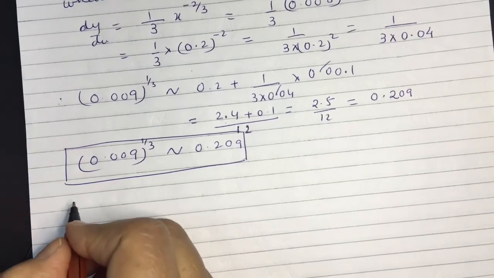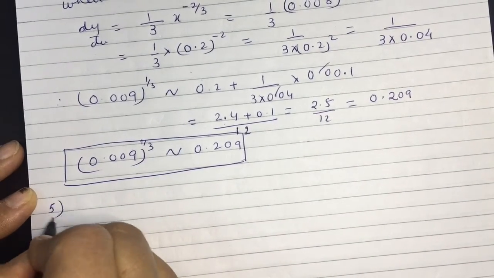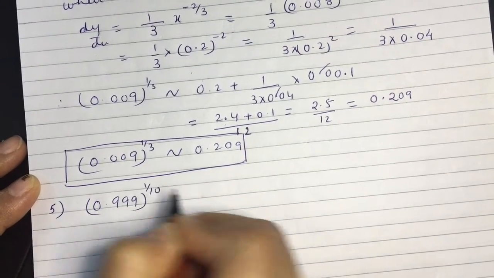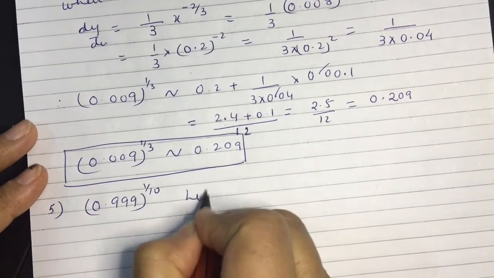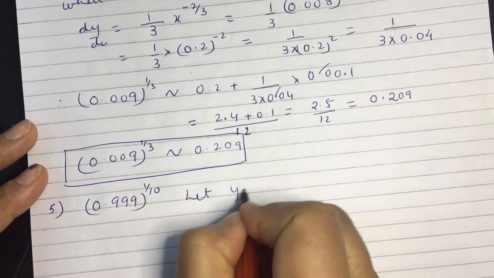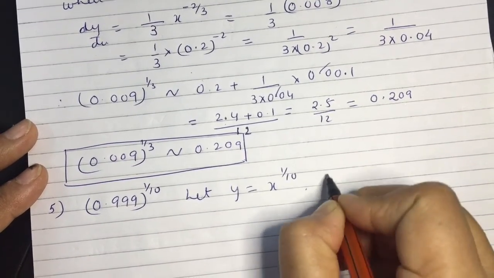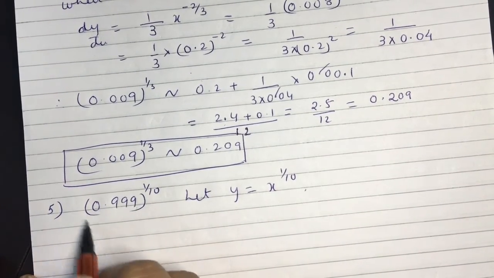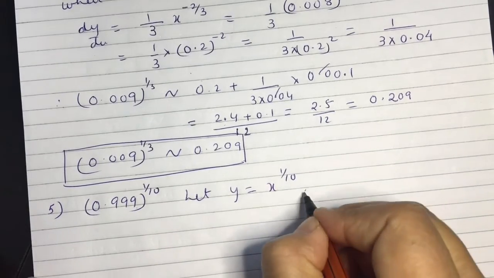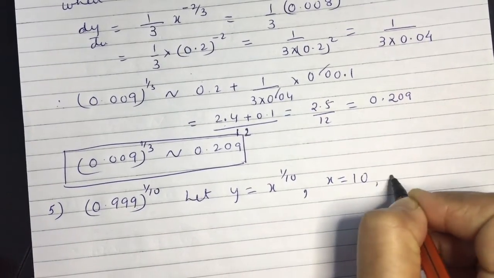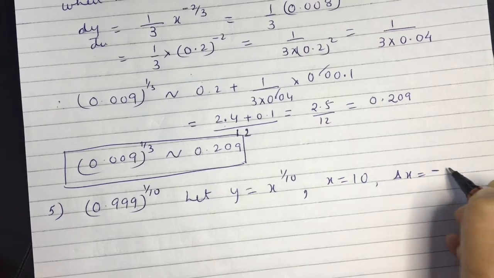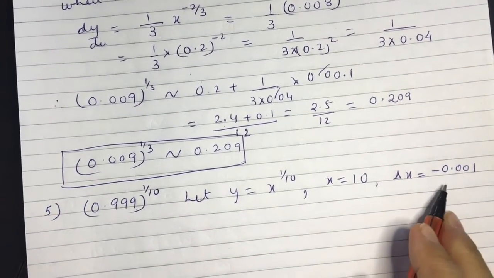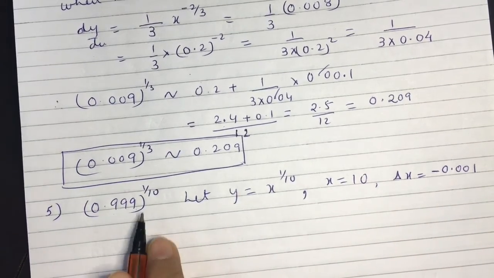Same way, let's take up question number 5. Question number 5 says that 0.999 and the 10th root of this. So the underlying function would be equal to y is equal to x raised power 1 by 10. Now the 10th root, how do we find? So clearly the nearest 10th power is 1. So where x is equal to 1 and delta x is minus 0.001. So 1 minus 0.001 is 0.999.